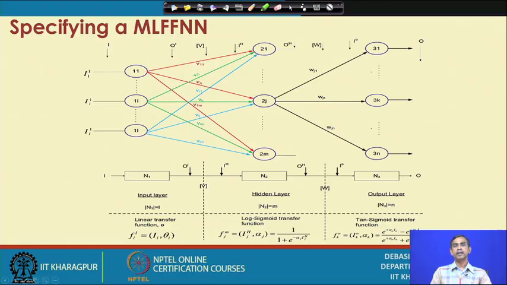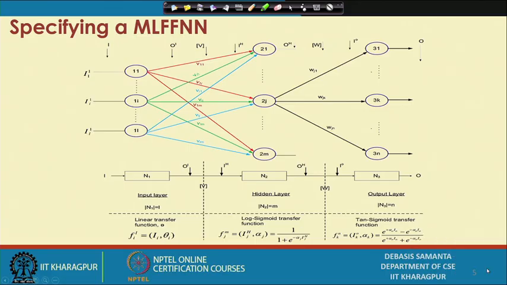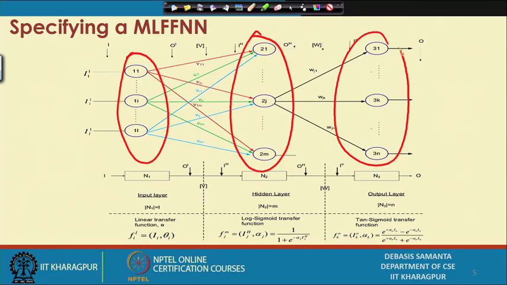Now, let us see this figure, because many of our subsequent discussions will refer to it. In this figure we have depicted the architecture of an LMN feed forward neural network. As we see, this is the input layer, this is the hidden layer, and this is the output layer. The network in the input layer is called N1, the network in the hidden layer is called N2, and the network in the output layer is called N3. So, it is basically a cascading of 3 networks N1, N2 and N3, one by one.